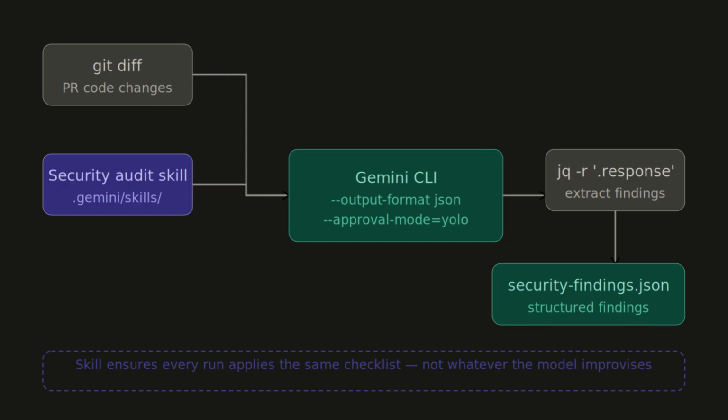From episode 9, Agent Skills package workflows into reusable procedures. In a CI/CD context, a security audit skill means every pipeline run applies the exact same security checklist, not whatever the model improvises. Commit your security audit skill to this repository. The skill is version controlled alongside the code it protects. When your security checklist changes, commit the updated SKILL.md and every future pipeline run uses the new procedure automatically.